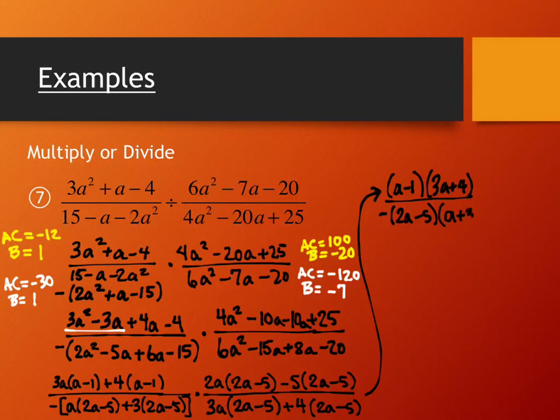A plus 3. Good. Second fraction, numerator. Pull out 2a minus 5. And I'm left with 2a minus 5. I told you there's lots of 2a minus 5s. Beautiful things are about to happen. Just hold on. Okay. Second denominator. There's another 2a minus 5 there. What am I left with? 3a plus 4. Right. Oh, so much cancels. You just can't hardly wait.